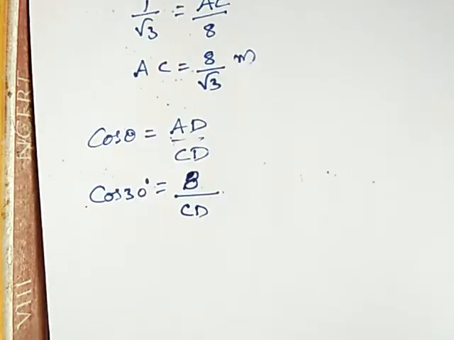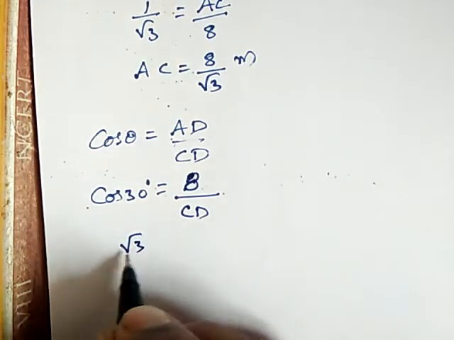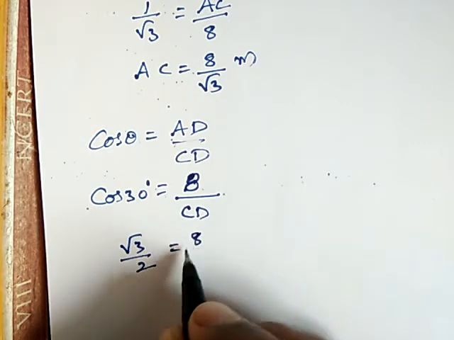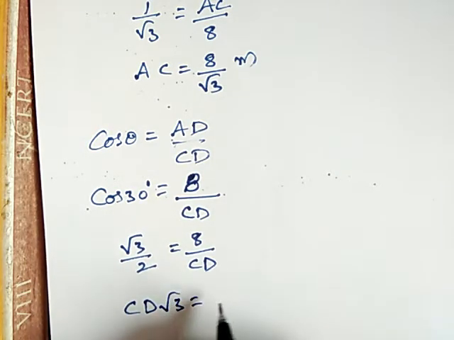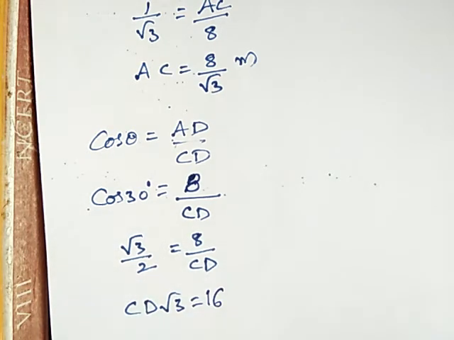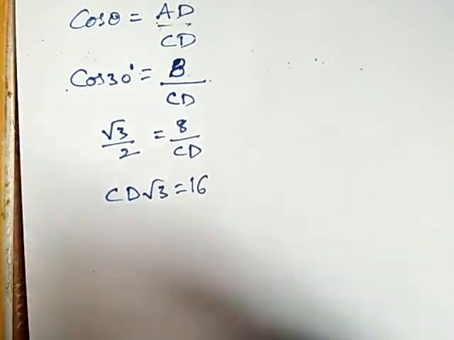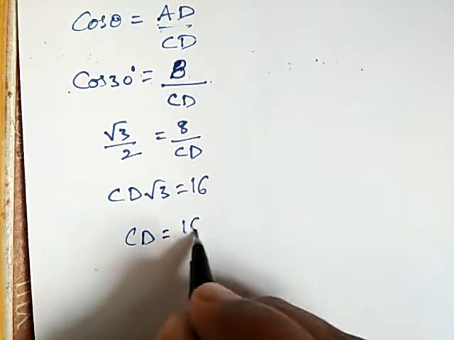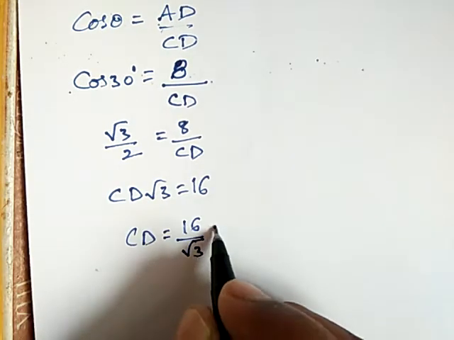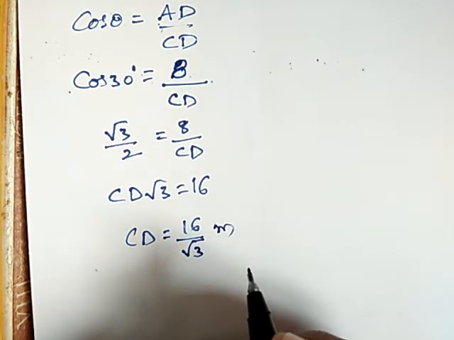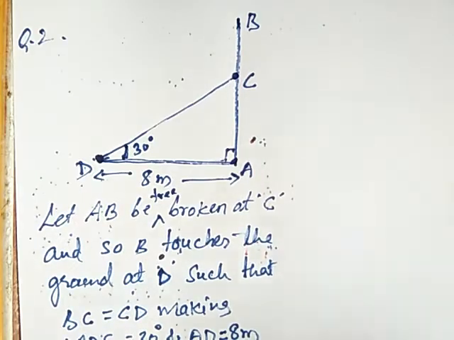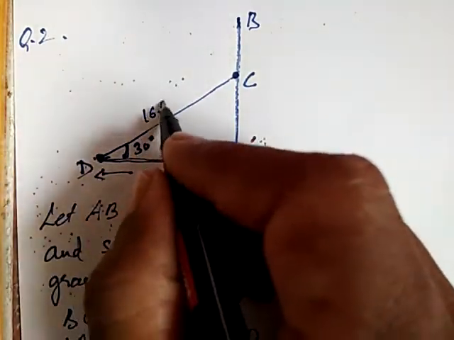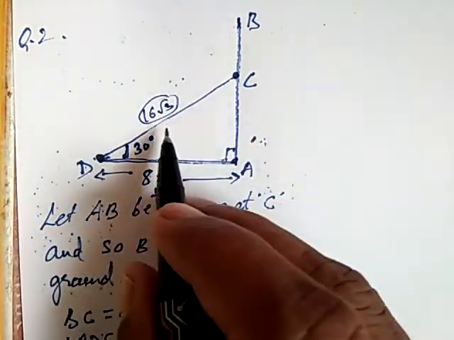Cos 30 we already know is root 3 by 2, so this is 8 by CD. So you can write CD root 3 is equal to 8 into 2, which is 16, by cross multiplication. So CD is equal to 16 by root 3 meter, okay. After getting CD is equal to 16 by root 3, correct.